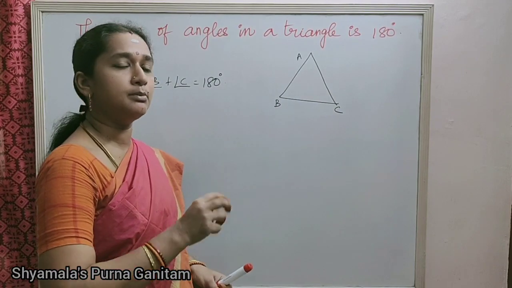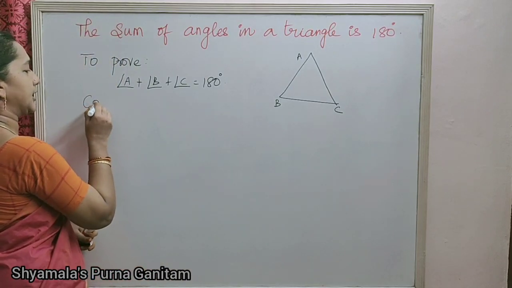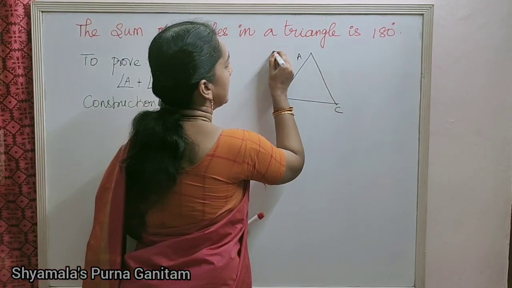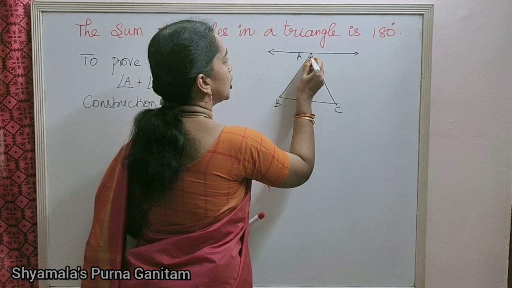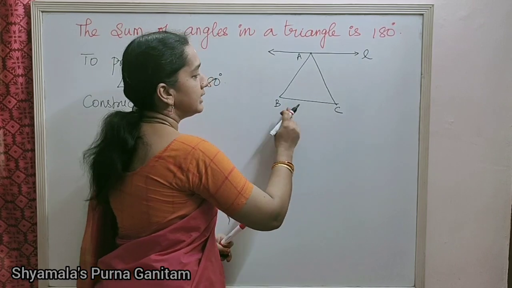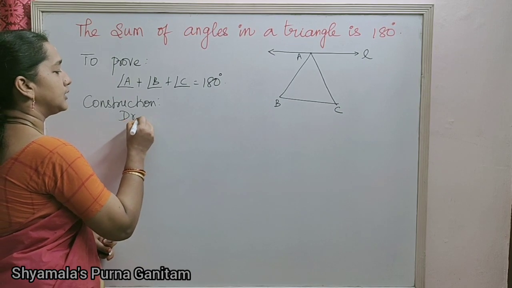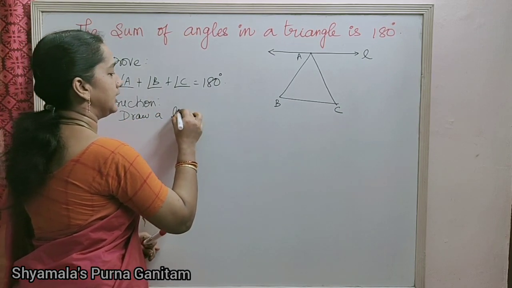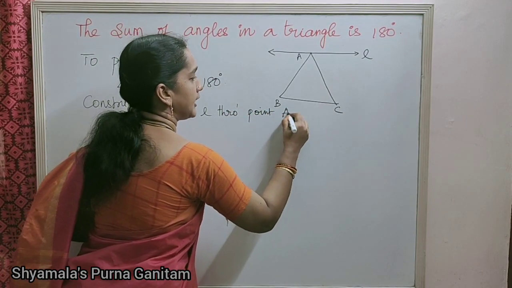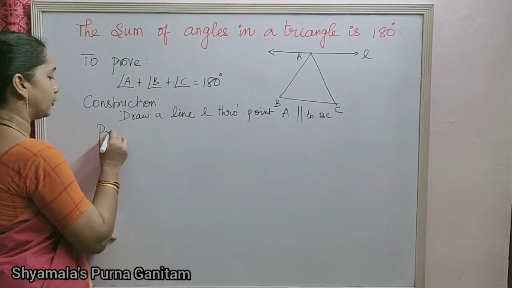For proving this theorem, I am going to draw a line. That part is the construction part, so I will write construction. What am I going to construct? I am going to construct a line parallel to BC through the point A. Draw a line L through the point A parallel to BC. This is the construction part. Then proof.